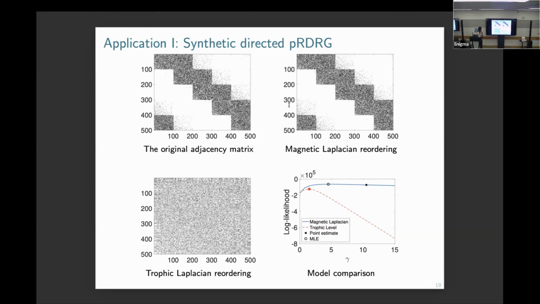And furthermore, we substitute the embedding learned into the model, and now we can compare the likelihood of the two models. In this case, the magnetic Laplacian model gives a higher log likelihood for all the values of the parameter gamma we tested, because this is unknown. Here is a point estimate of gamma.